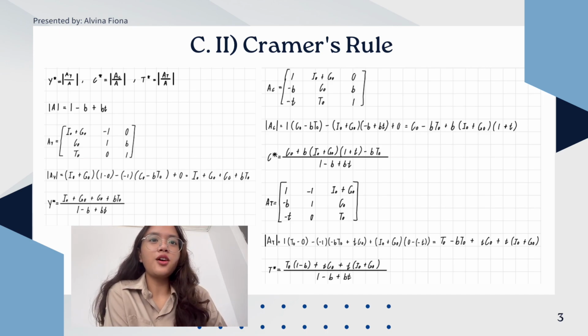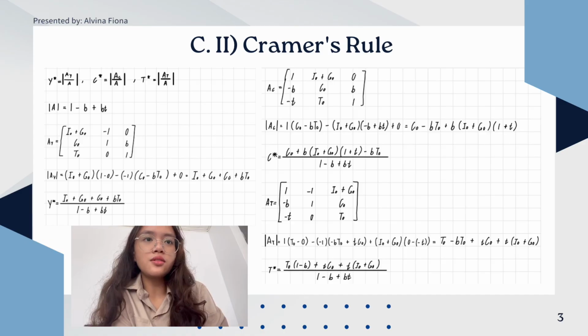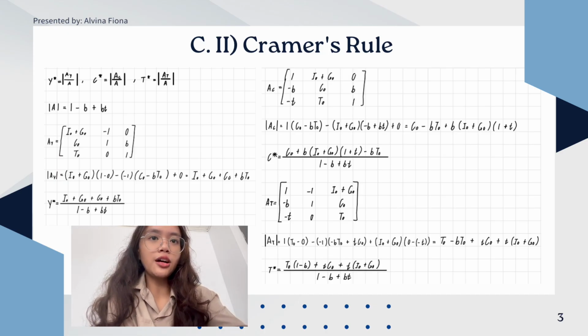Now let's look at how we find the numerators. To find Y star, we create matrix A sub Y by replacing the first column with our constants, which include exogenous variables like investment, I0, and government spending, G0. After expanding the determinant, we get the expression for income.